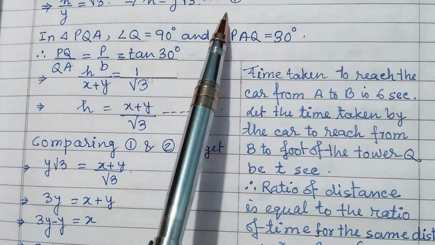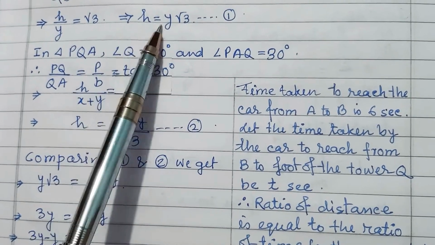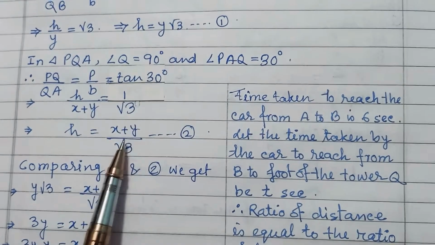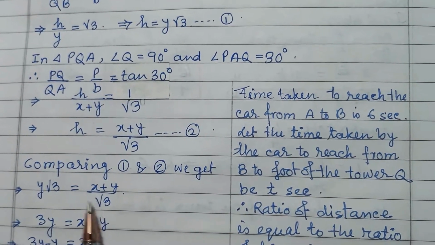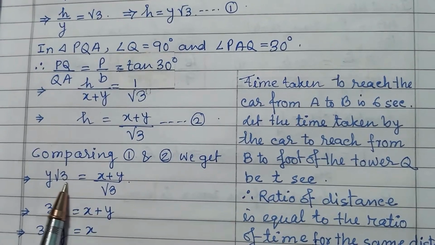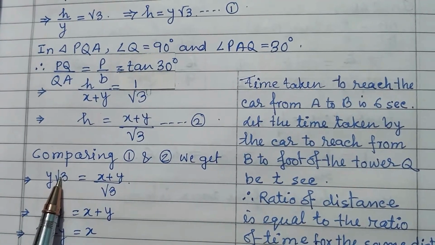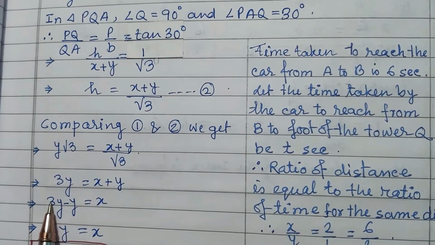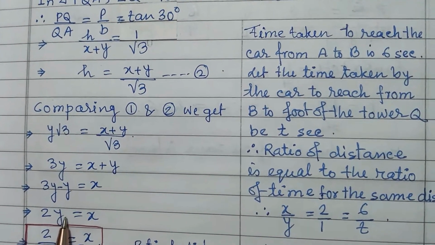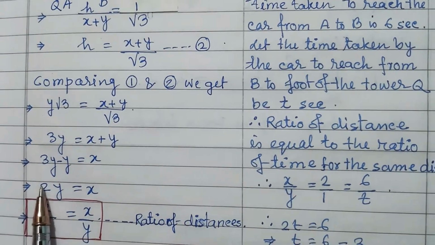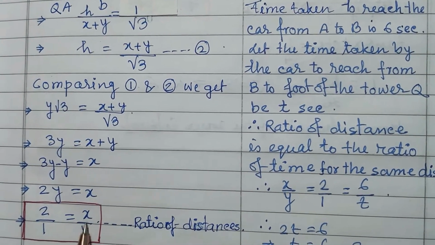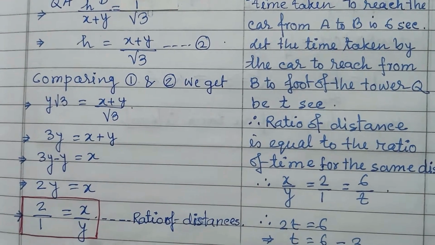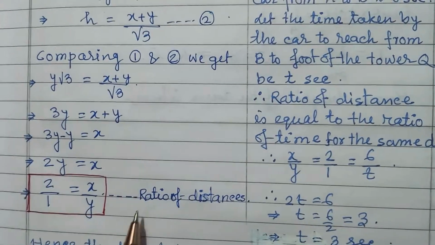Now in the first and second equation, the left hand side of both is the value of h, so the right hand sides are equal. So this is equal to this. Now cross multiply: 3y root 3 into root 3 gives 3y is equal to x plus y. Y should shift to this side, so 2y is equal to x. So 2 upon y is equal to x upon y. You will keep it in ratio, the ratio of distances x and y. Now it is a ratio.